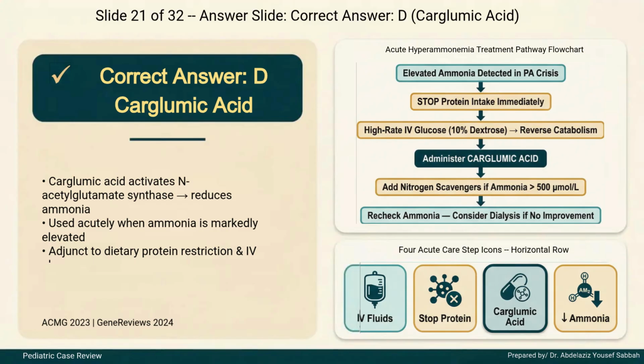If ammonia exceeds 500 micromoles per liter, add nitrogen scavengers such as sodium benzoate and sodium phenylacetate. If there is no improvement, recheck ammonia and consider dialysis. Carglumic acid is an adjunct to dietary protein restriction and intravenous glucose. It does not replace nitrogen scavengers in urea cycle disorders. Option C, oral metronidazole, is used in chronic management to reduce gut propionate production, not in acute crisis.